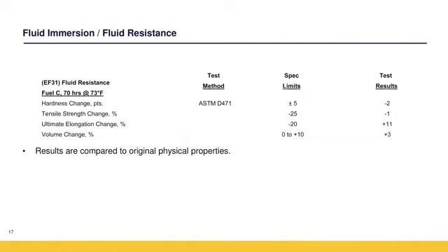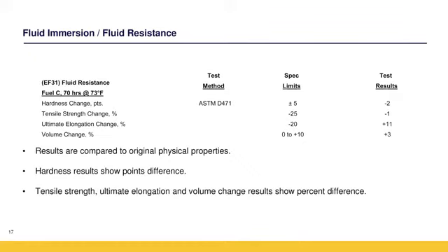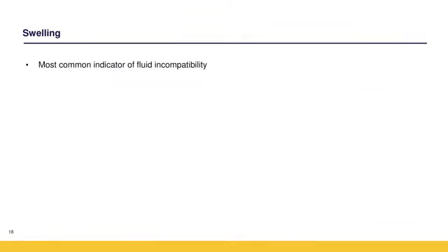Once cooled, the physical properties and/or volume is measured and compared to the values of the unaged specimen to determine the amount of change. The change in Shore A hardness is listed as the points difference, while the tensile strength, ultimate elongation, and volume are reported as the percentage of change. Swelling is the most common indication of fluid incompatibility and occurs when the surrounding fluid is absorbed into the O-ring compound. This causes an increase in the volume of the O-ring and can lead to problems in the application.